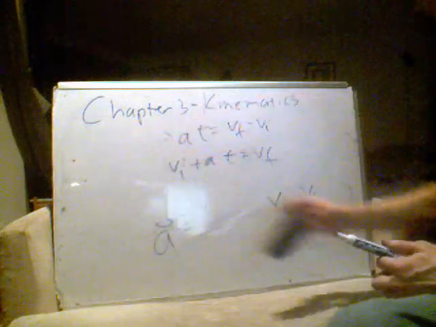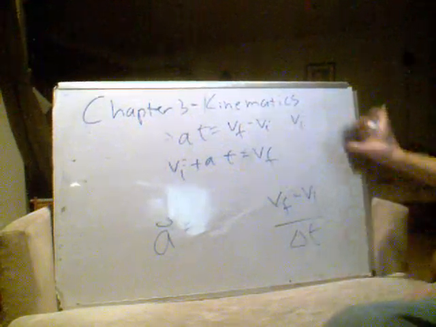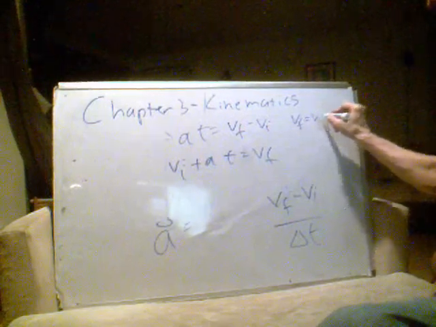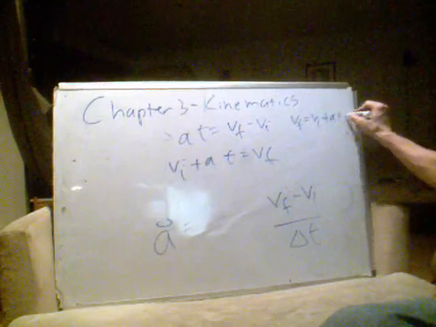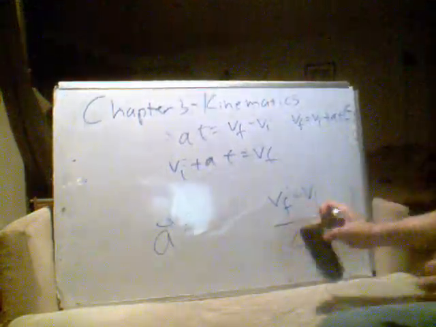I'm going to put this over here in the corner. Actually, I'll put it over here. Initial velocity, let's write it this way. Final velocity is equal to initial velocity plus acceleration times time. We'll call that equation 1. We'll come back to this one later, okay?